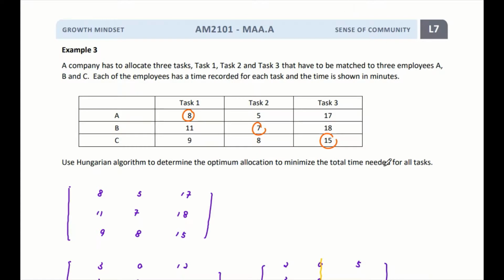Alright, so that's the idea for this question, and we are going to repeat the last example again, to revise the adjustment process. Alright, so let's look at example 4.